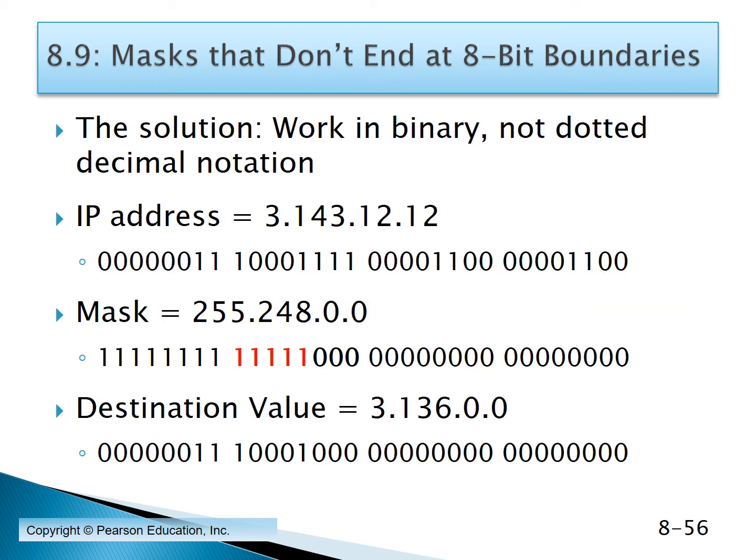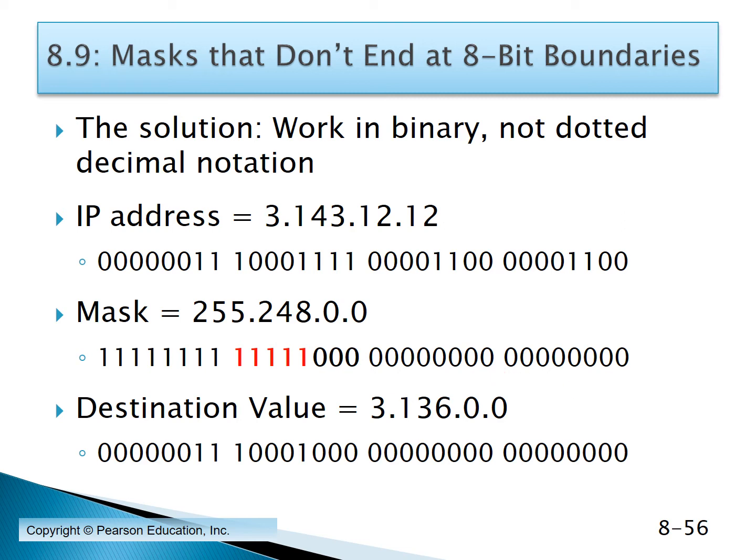So we change it to binary. 3.14.3.12.12 to binary is actually this. And then the mask 255.248.0.0. So 255 is this, right? 248, if we think about it, is 255 minus 7. So you just make the last 3 bits 0. They represent 1, 2, and 4, so the total is 7. So we make this 0, so that's 248. And then the remaining are zeros.